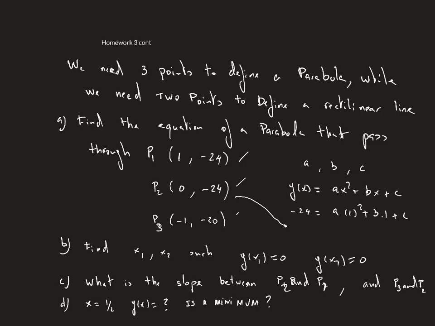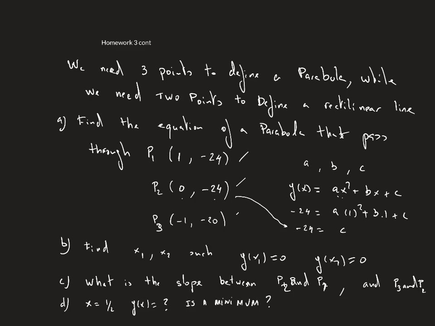This point says when x equals 0, y is minus 24. So y is minus 24 and x equals 0. Oh, I found c. And the third equation, so you solve the three equations and you find A, B, C. Once you find A, B, C, you will find the equation of the parabola, because you know A, B, and C.